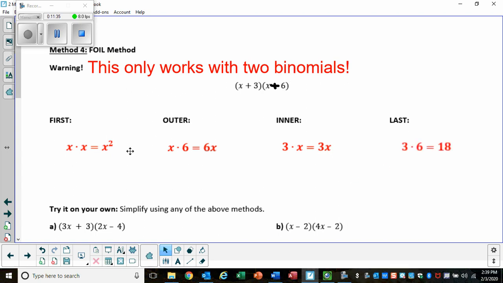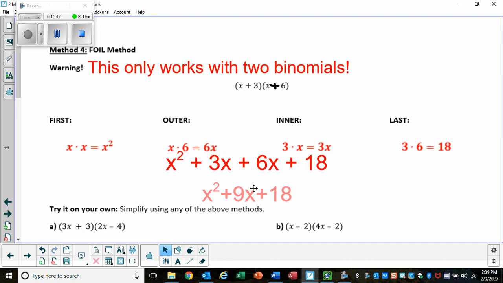Now I'm going to take what they all equal and make it into one polynomial. So I get x squared plus 3x plus 6x plus 18. Then I combine my like terms in the middle here, and I get x squared plus 9x plus 18. And that's my simplified form.